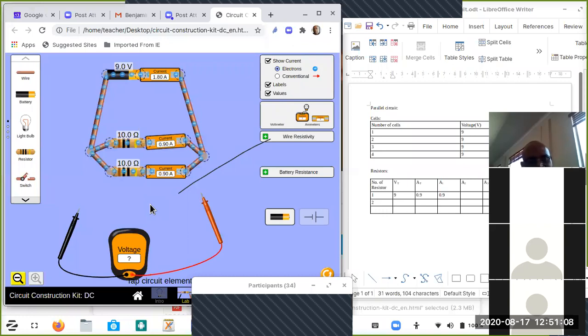Now, what is the current that is shown by the ammeter connected to the cell? What is the current there? 1.80. Thank you. Which means that one is the total current flowing through the circuit. So I'm going to enter that value on AT, which means it's 1.8 amps. That's the total current.